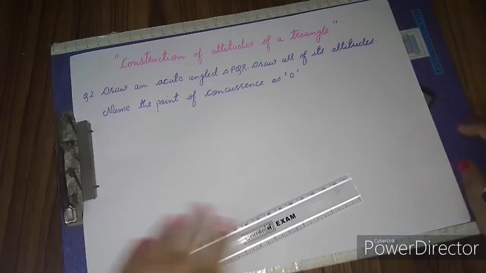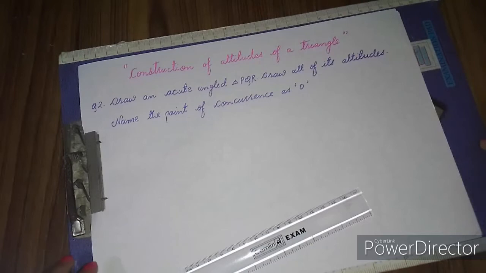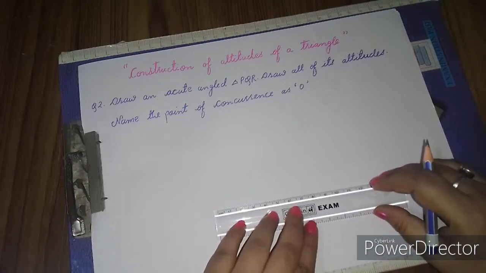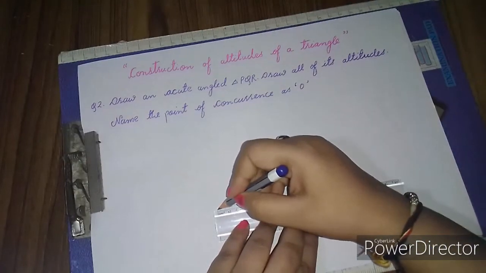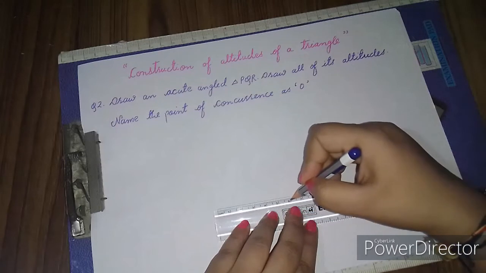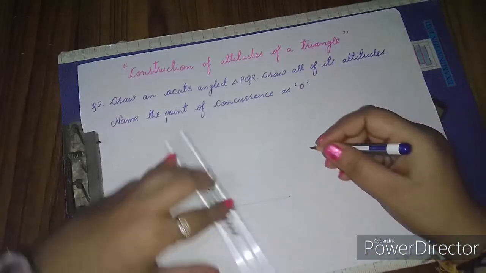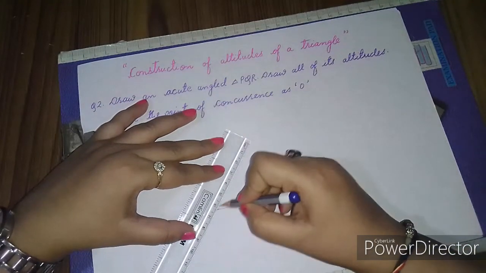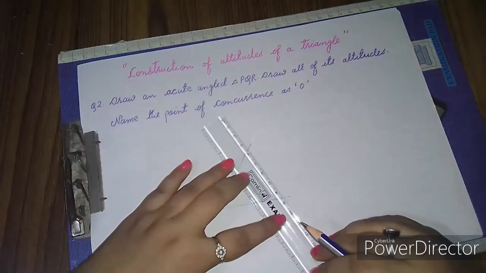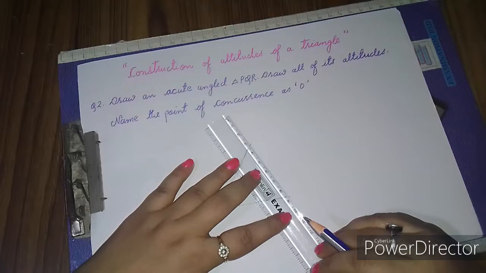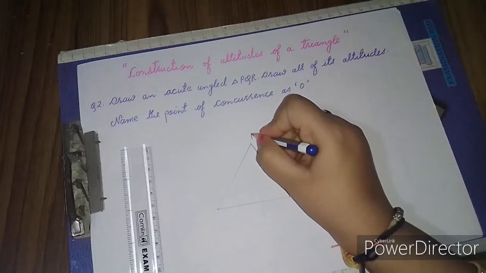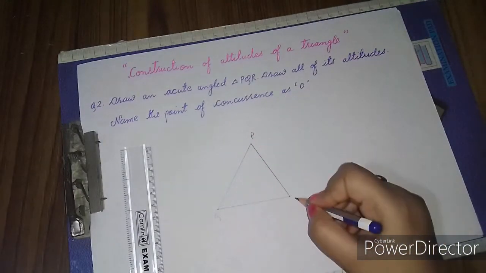Okay students, here you have to construct an acute angle triangle. What do you mean by an acute angle triangle? An angle which measures more than 0 degrees and less than 90 degrees. So first we will construct what, students? We will construct an acute angle triangle. So draw an acute angle triangle, students, like this. Now name this acute angle triangle PQR.